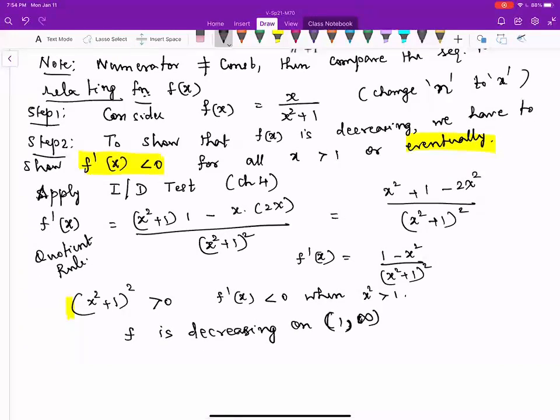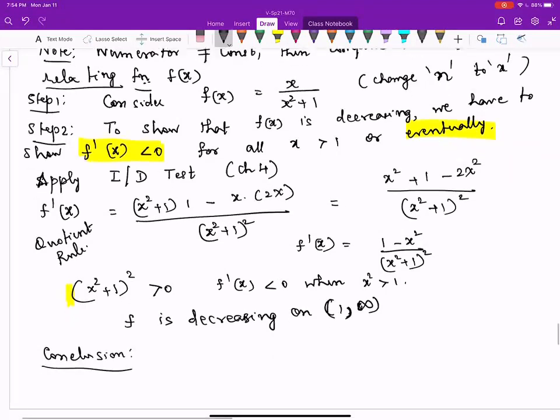So if f is decreasing, this tells us that the relating function is decreasing. f is a function, the relating function, and it is decreasing. That means the given sequence, which is n divided by n squared plus 1, is decreasing.